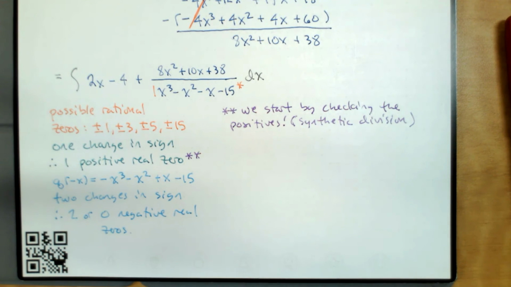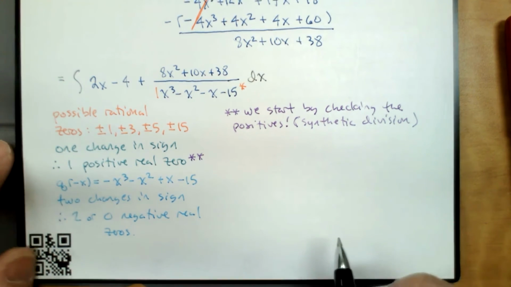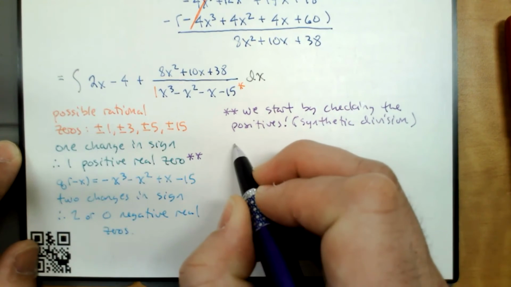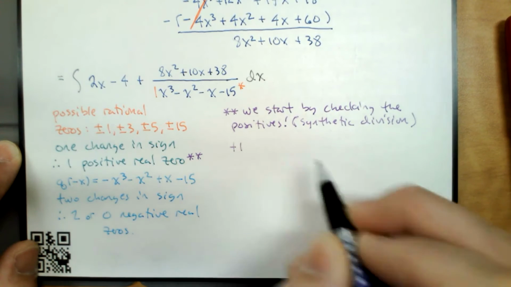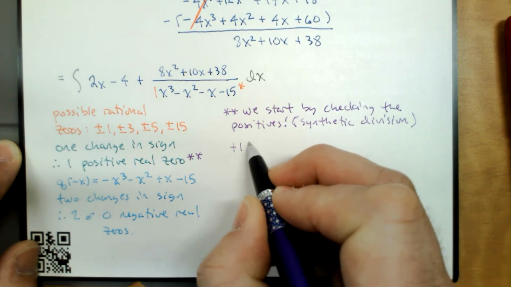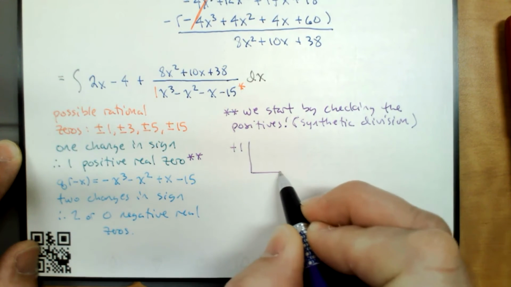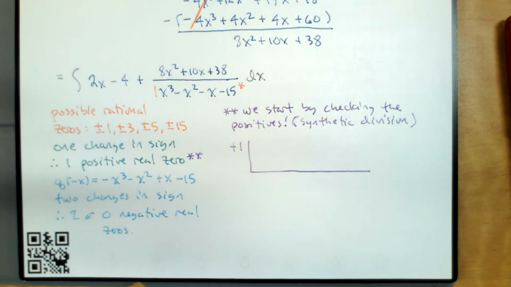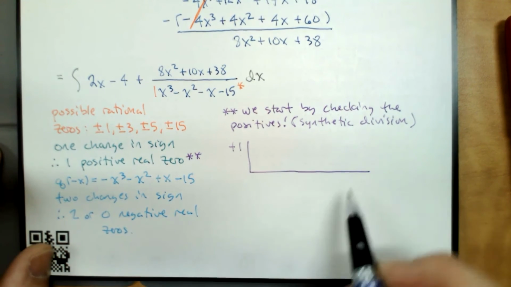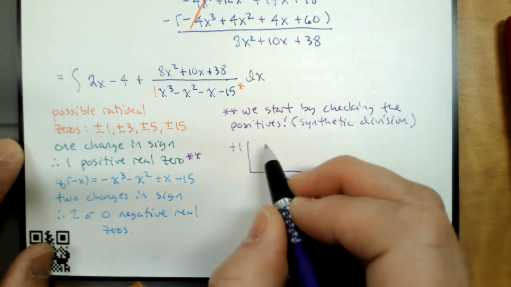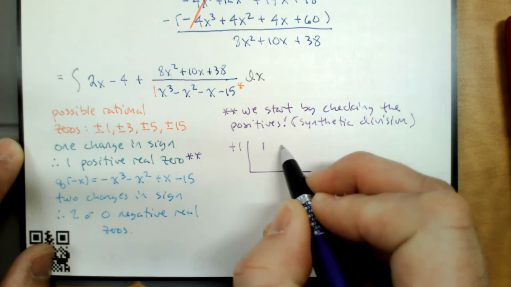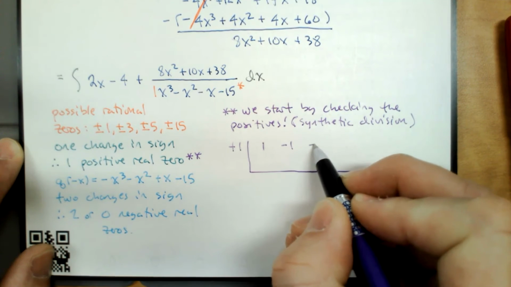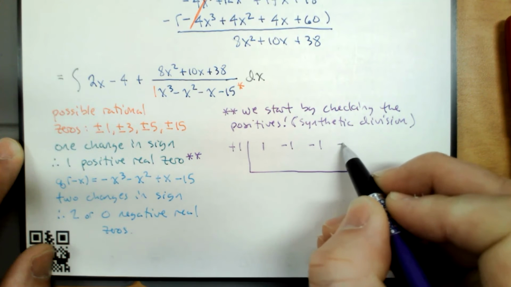So here's what's going to happen. I'm going to check +1. I saw someone draw the box this way. It was pretty cool. Make sure there's 2 lines. There's a top line where the 1 is. There's another line. Then there's another space to write stuff. And then up here, I'm going to put 1, -1, -1, -15.